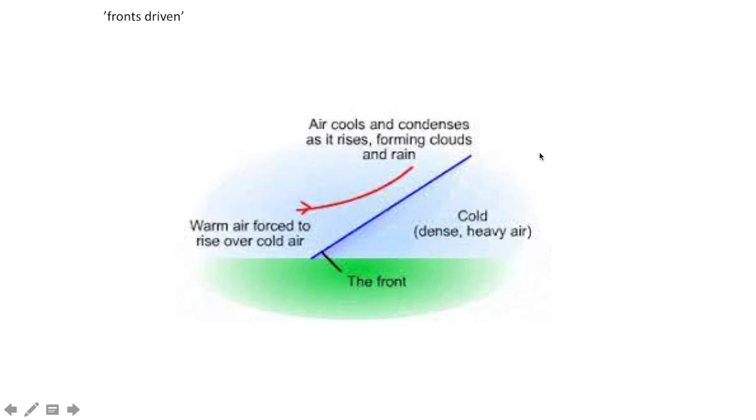Cyclonic or frontal rainfall occurs when a warm front meets a cold front. The dense cold air sinks to the ground and the warm air rises above it. When the warm air rises, it cools. It then undergoes condensation and precipitation, as per usual. This type of rainfall usually brings about heavy rain.